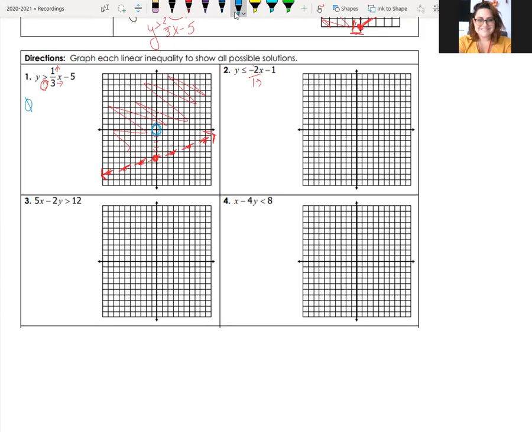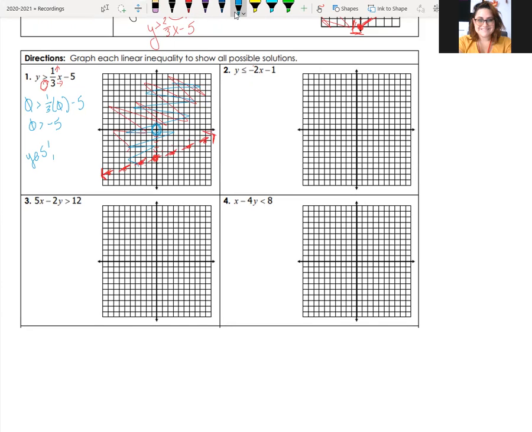We would have 0 is greater than 1/3 times 0 minus 5. Is 0 greater than -5? Yes. And that means we want to shade that region in.